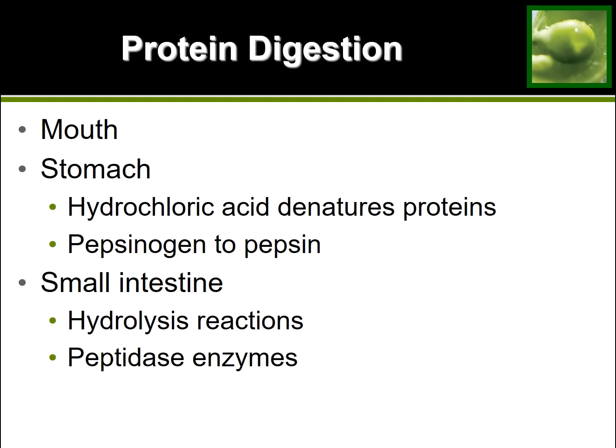Now, after this, the protein is going to move from the stomach into the small intestine. And then in the small intestine, we're going to have the final digestion. If you remember, we had the pancreas releasing pancreatic enzymes into the small intestine, and part of those pancreatic enzymes were enzymes responsible for protein. This includes what we call peptidase enzymes, which is going to break down the peptide bonds.